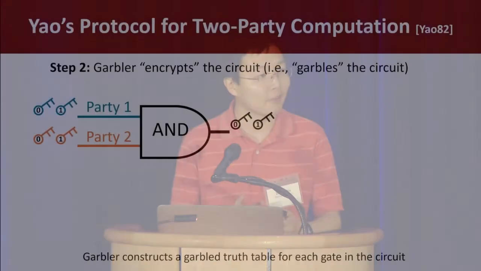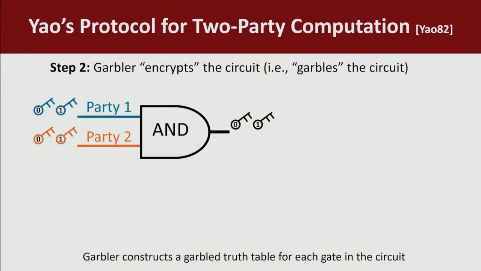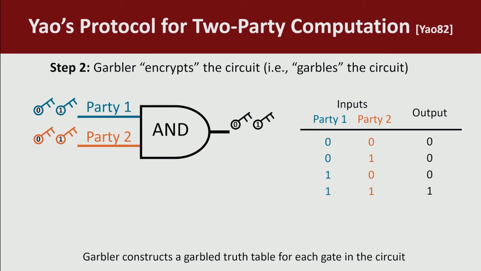So now let me describe for you how we actually encrypt or garble each of the gates in the circuit. The protocol is going to proceed gate by gate. So every gate is going to be prepared as follows. Let's focus on one particular gate, an AND gate. First, we're going to look at the truth table for this AND gate. Just to recall, in an AND gate, the output wire is 1 if and only if both of the input wires are equal to 1.